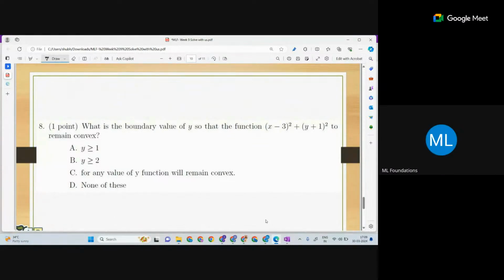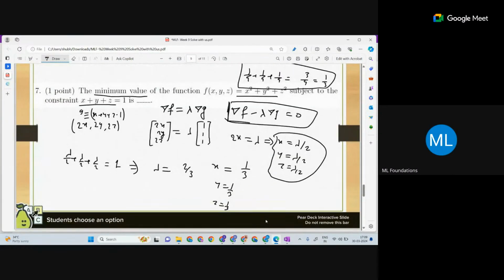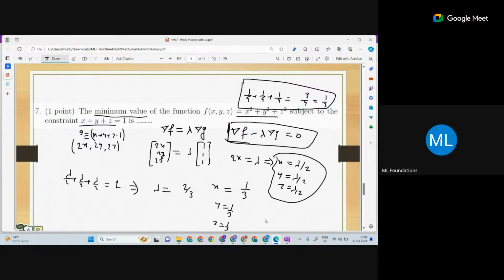Sir, excuse me, sir. If in the previous question we had to find the maximum value, should we follow the same method? No, we are not going to follow the same method here. As you can see, this is a paraboloid, or a hyperboloid, I don't know what we call it.